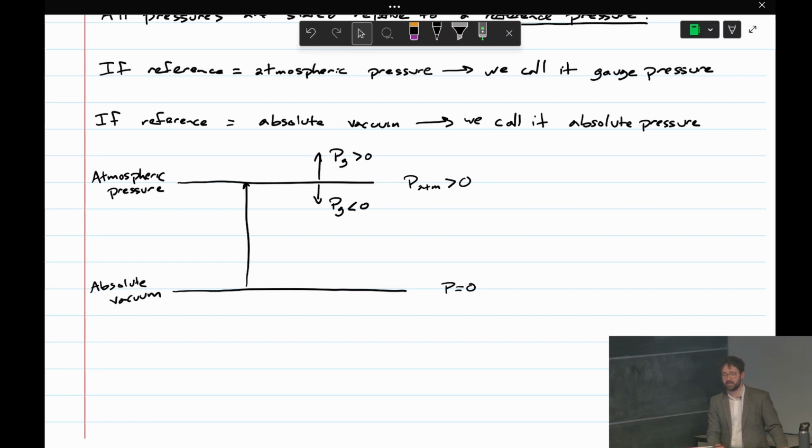I'll explain a little bit more about why we define gauge pressure like that. The reason is, say you're to pressurize something in this room, it doesn't have to compete with the atmospheric pressure at sea level. It has to compete with the pressure in this room. So that's why we use gauge pressure.